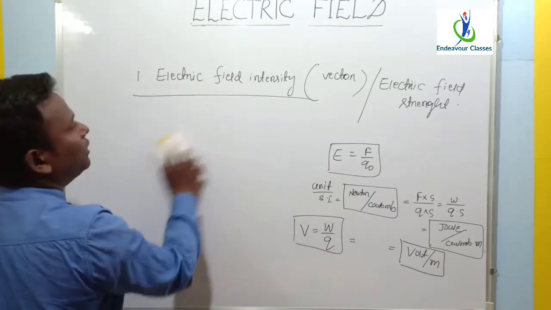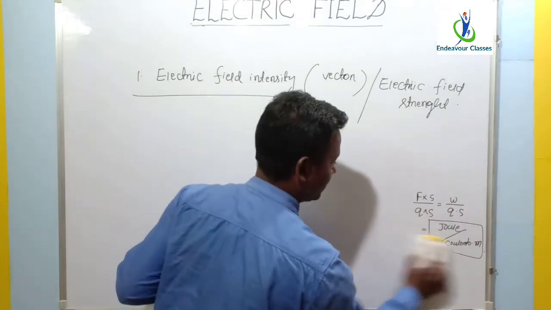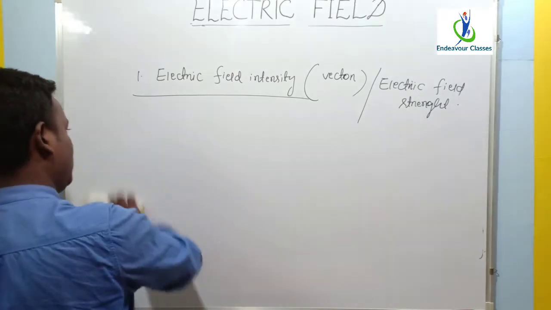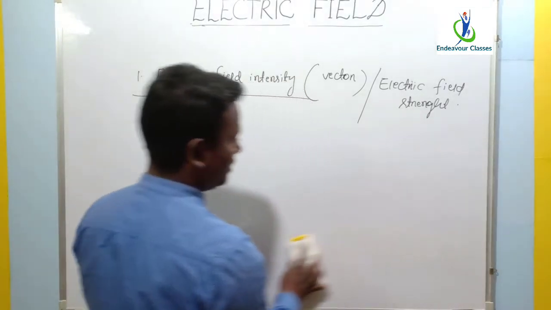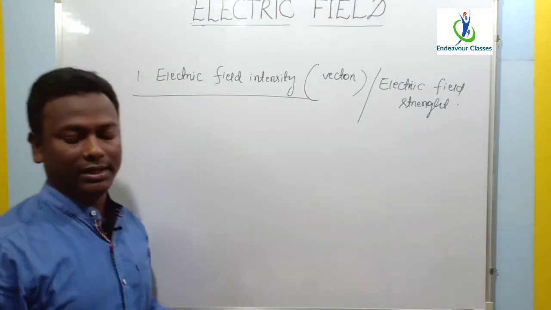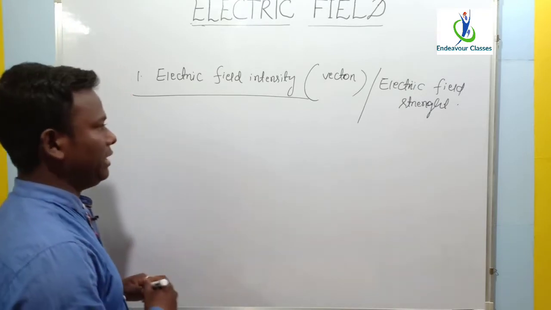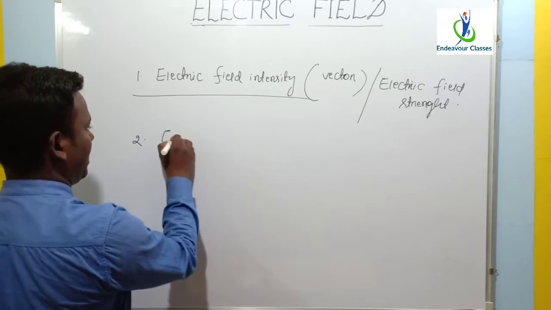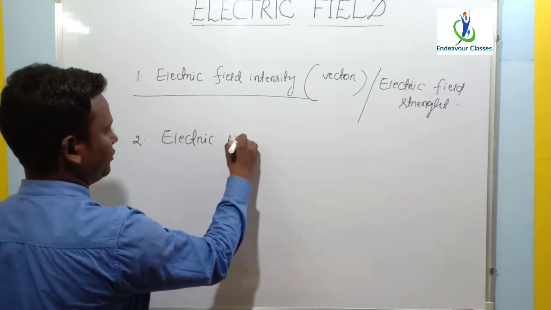Generally the electric field is represented in terms of electric field intensity or the strength of electric field, because by only saying the electric field it does not carry any meaning. Now coming to the next thing, that is the electric lines of force, a very important concept.